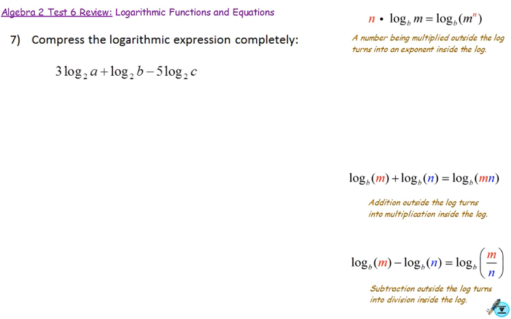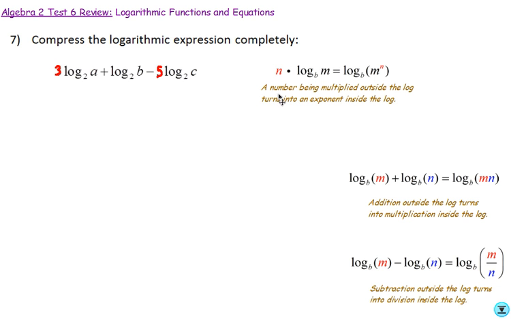So in this case, we've got 3 different logs that are floating around here, and what we want to be able to do is put those logs together. Well, so we need to revisit our log properties. I see a 3 sitting out front, and actually in front of this log I see a 5. Well, so that addresses our log property that says that a number being multiplied outside the log turns into an exponent inside the log. So what I'm going to do is that this is going to become an exponent.